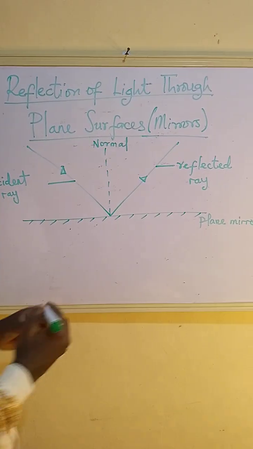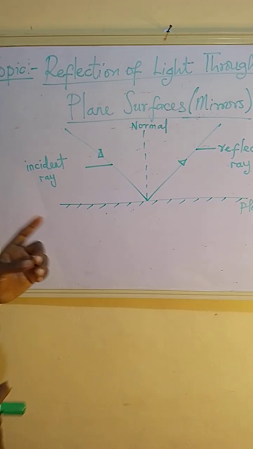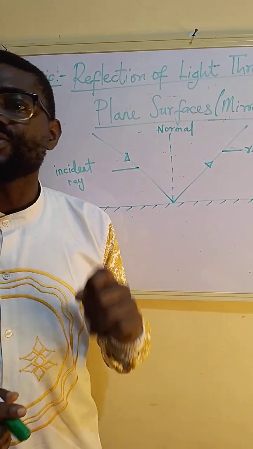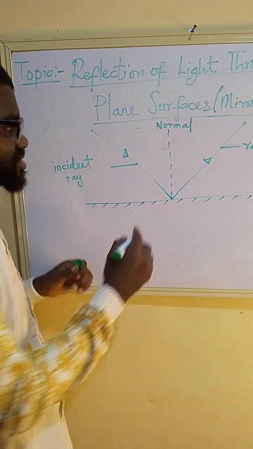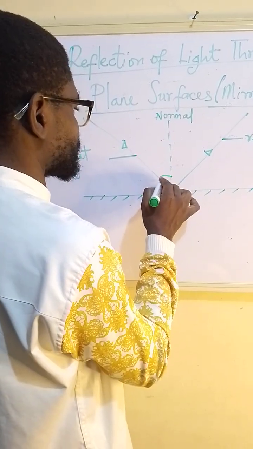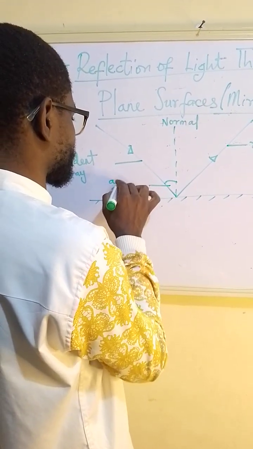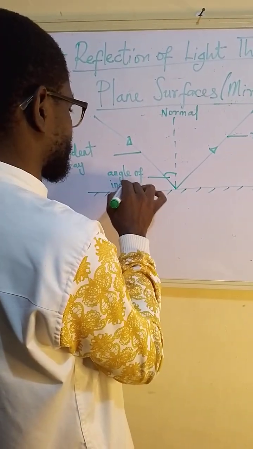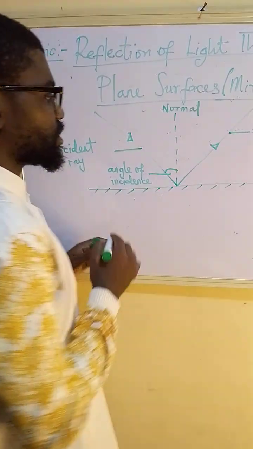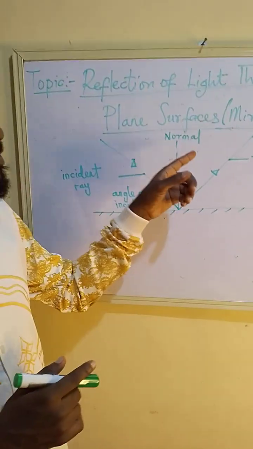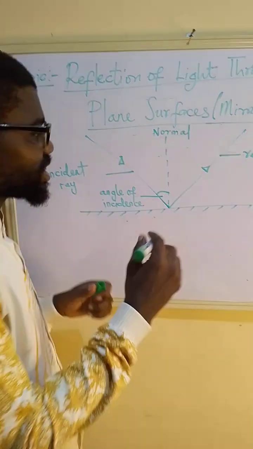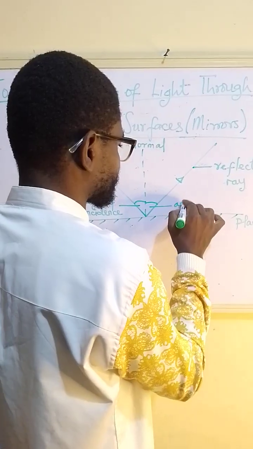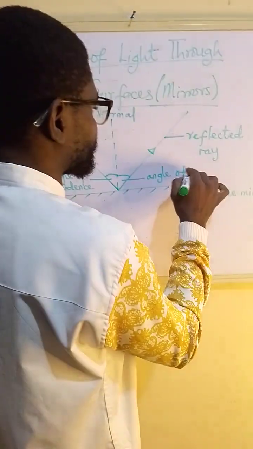Now there is an angle which we have between the incident ray and the normal. That angle is what we call the angle of incidence. Then the angle between the reflected ray and the normal is called the angle of reflection.